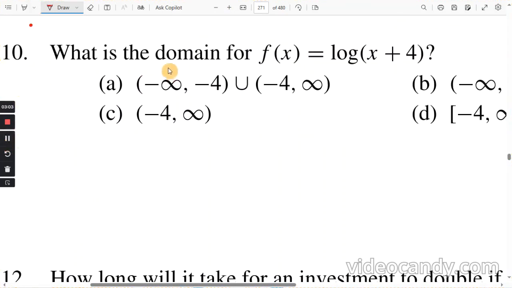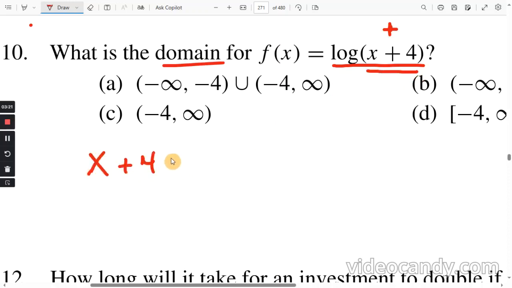Number 10, what is the domain for f of x equals log of x plus 4? That's easy. We said it in the last problem. The thing you're taking the log of has to be positive. So x plus 4 is greater than 0. Not greater than or equal to, just greater than 0. Minus 4 on both sides. x is greater than negative 4.